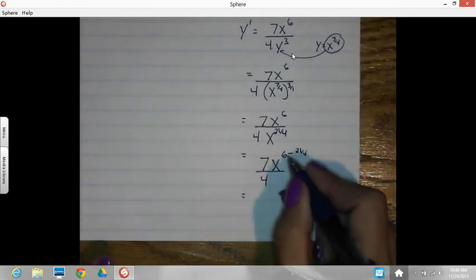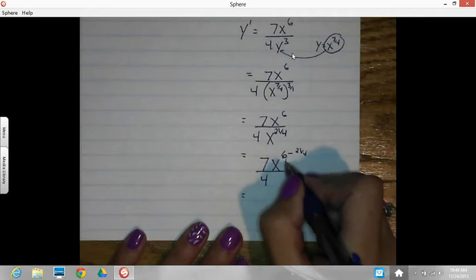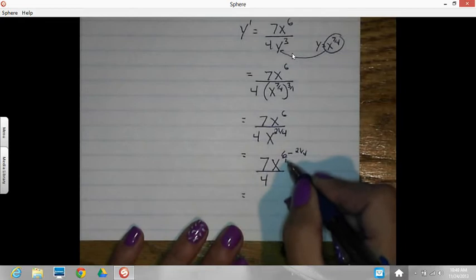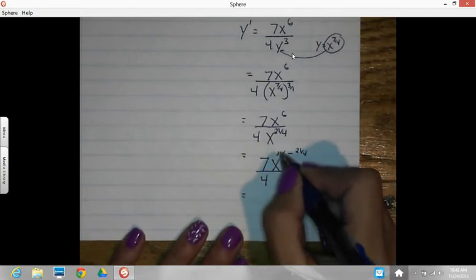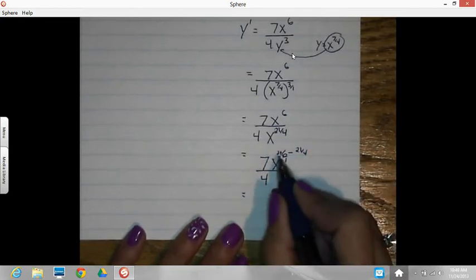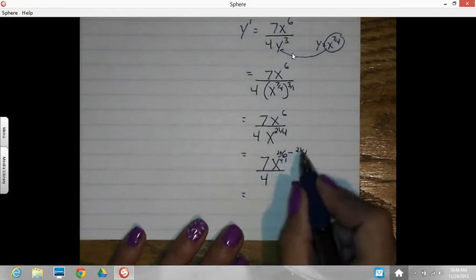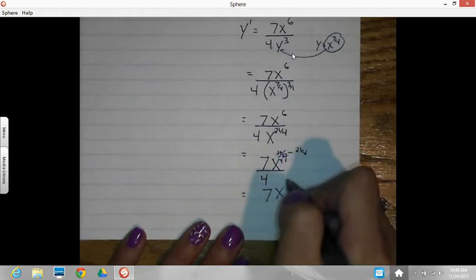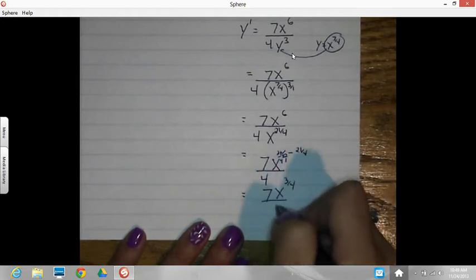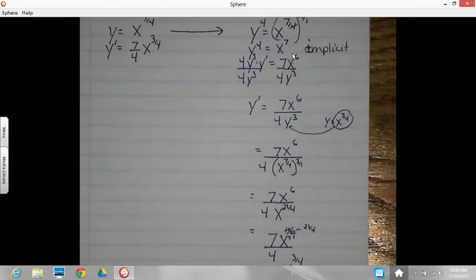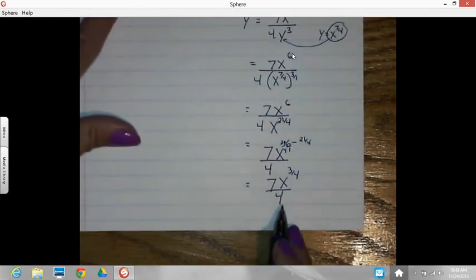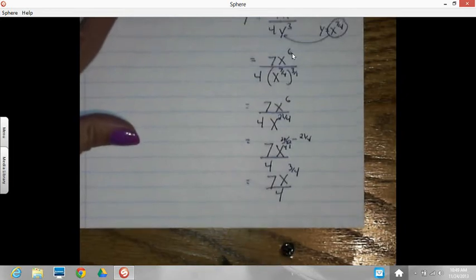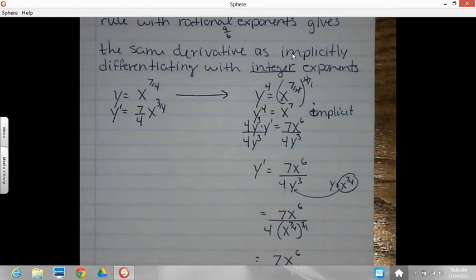So if that's over 1, that will be 24/4. Multiplying by hitting it with a 4 over 4 to get a common denominator, that'll be 24/4. So 24 minus 21 is 3. So that's 7x to the 3/4 all over 4. And that's exactly the same thing that I had back here. I just have it all over 4 instead of pulled out in front, but that's essentially the same thing. So there you go. Oh, not quite done yet.